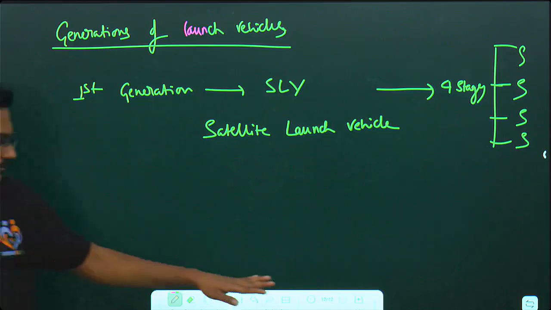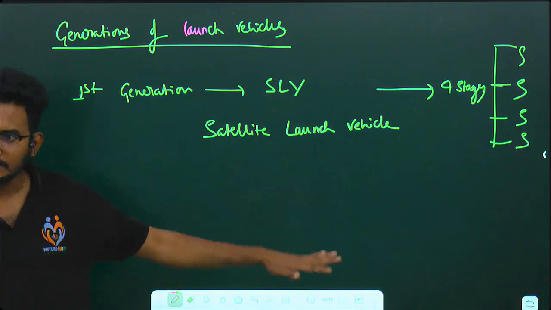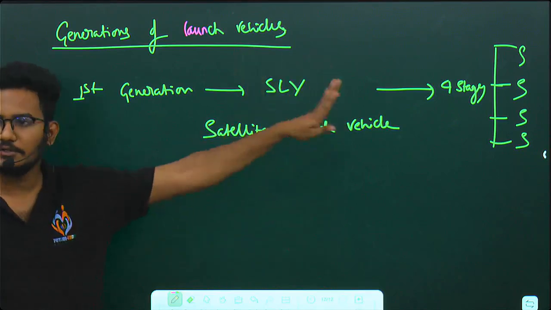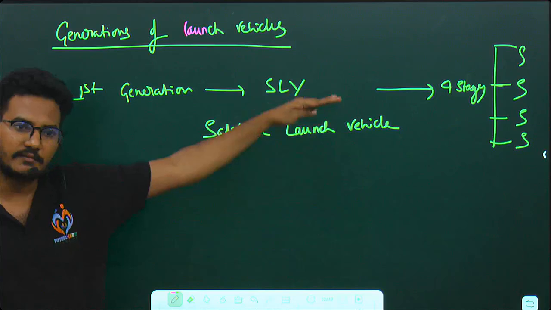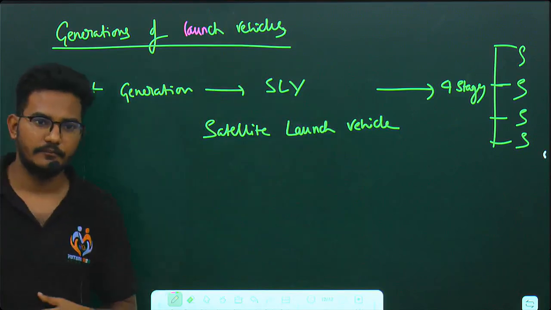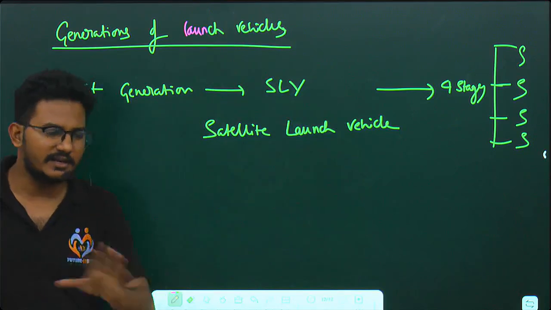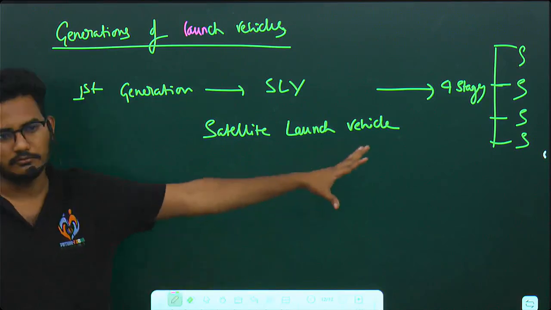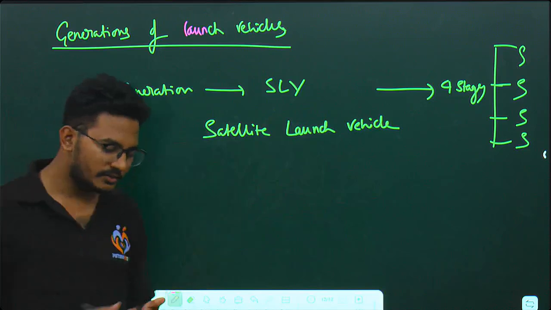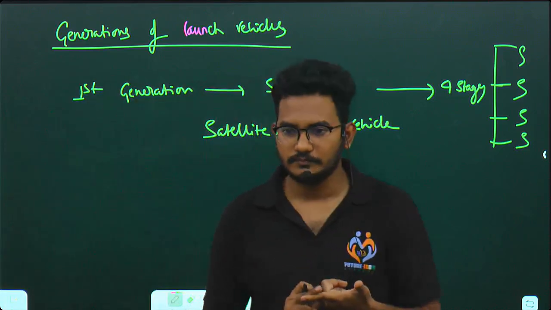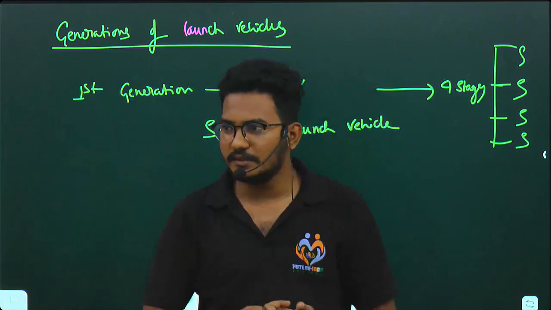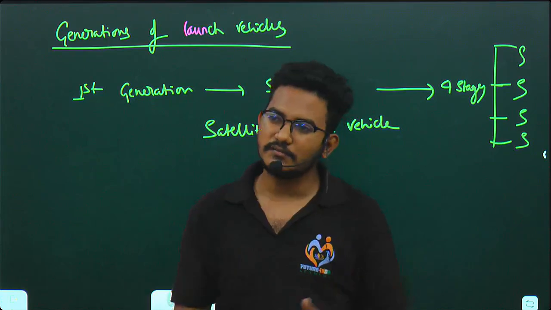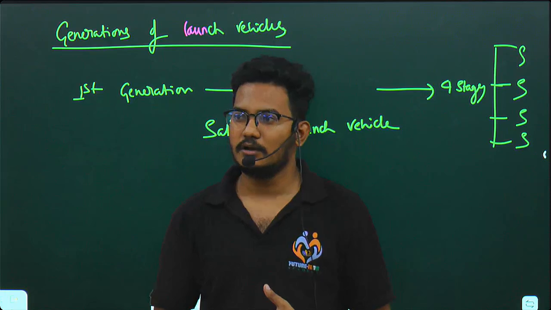Now you have seen these stages. For this launch vehicle we have 4 stages, and every stage is filled with solid fuel. Let's say coal. Generally it is not coal, but we know solid fuel is like coal, so let's consider this as coal. If we are using coal, then obviously the efficiency will be less, I mean the calorific value will be less and the pollution will be more. So this is the first generation.